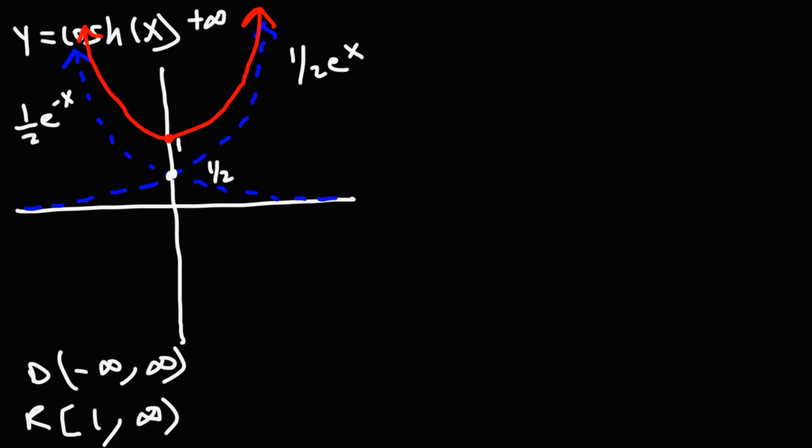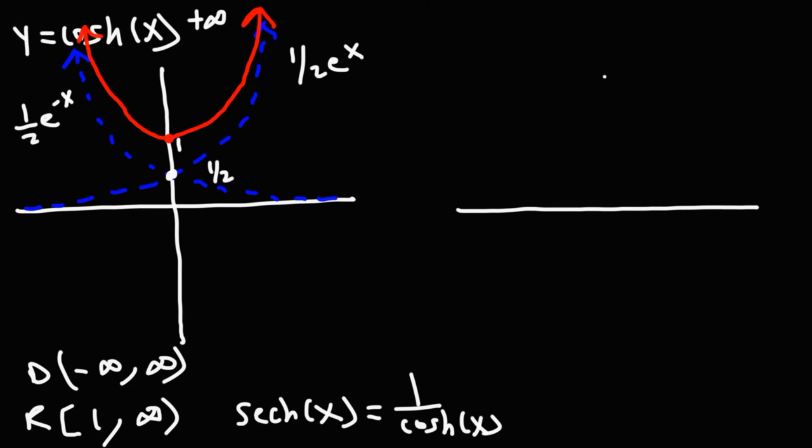So now that we have the graph of hyperbolic cosine, we could talk about the graph of hyperbolic secant. Secant is the reciprocal of cosine. So looking at the graph for hyperbolic cosine, how would you draw the graph for hyperbolic secant? What would you do?